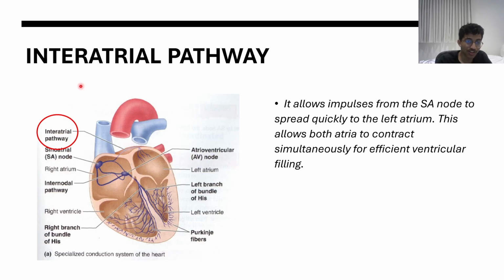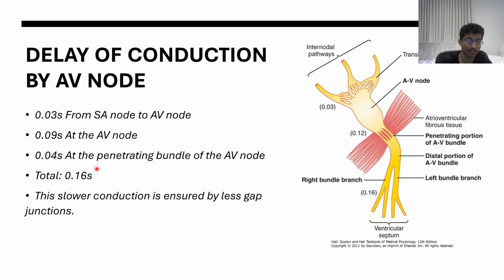Now, we didn't mention the interatrial pathway. The interatrial pathway connects the left atrium to the SA node. Why do we want that? Because we want the left and right atrium to contract at the same time for efficient ventricular filling. We want both of them to contract at the same time so we can fill the ventricles with blood. And like I said, we need the heart to work as a syncytium. We can't have one part contracting and the other not. We can't have the right part contracting and not the left.